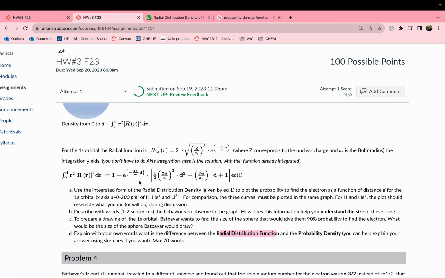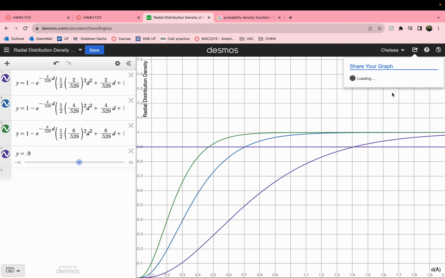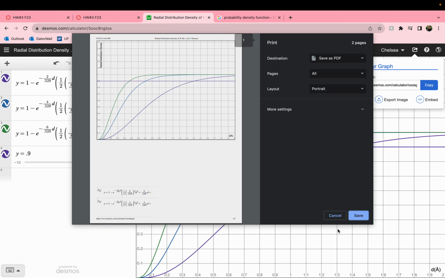Pitfalls I found were not knowing that A0 was a constant. I heard they got that on last year's homework, which is unfair, but it's okay. Another was graphing my thing right, but I found a way to do it just using the print function on Desmos.